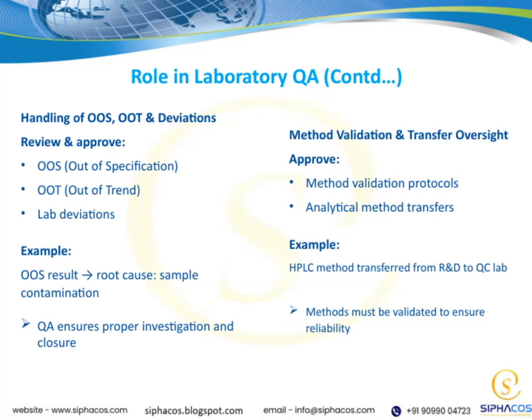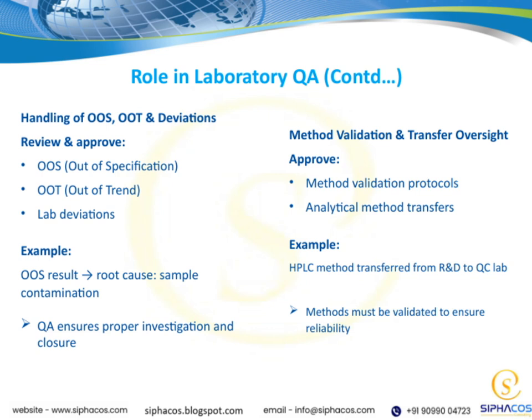Now, let's talk about method validation and transfer oversight. First, it's essential to approve both the method validation protocols and the analytical method transfers. For example, a common scenario is transferring an HPLC method from R&D to the QC lab. This process ensures that methods are reliable and consistent across different teams and locations. Methods must be validated thoroughly to guarantee their reliability before they're used routinely.